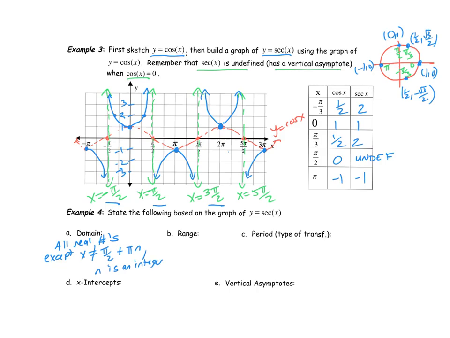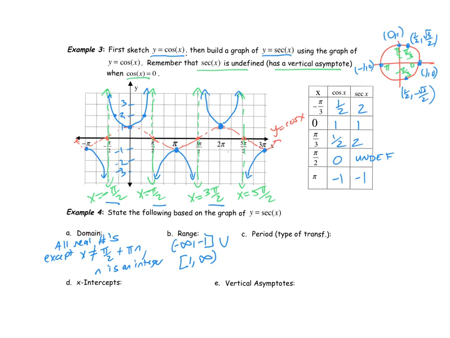And then we need to say where n is an integer. The range, so if we think about the range, we're going from negative infinity up to negative 1. Then there are no values between negative 1 and 1. And then we have from 1 to infinity. So the range is going to be negative infinity to negative 1, square bracket, union, square bracket, 1 to infinity.